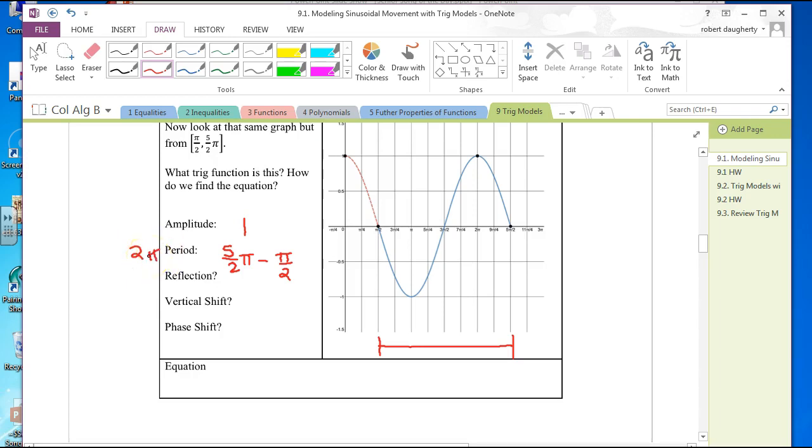Has this been reflected? Yes, normally a sine function would look like this. All right, so this one has been reflected. Okay. Has it been shifted left or right? Normally we would start the sine where? At 0. It's been shifted what? Yeah, so it's been shifted pi over 2 to the right. Is there a vertical shift up or down? No. Okay. What is this equation?